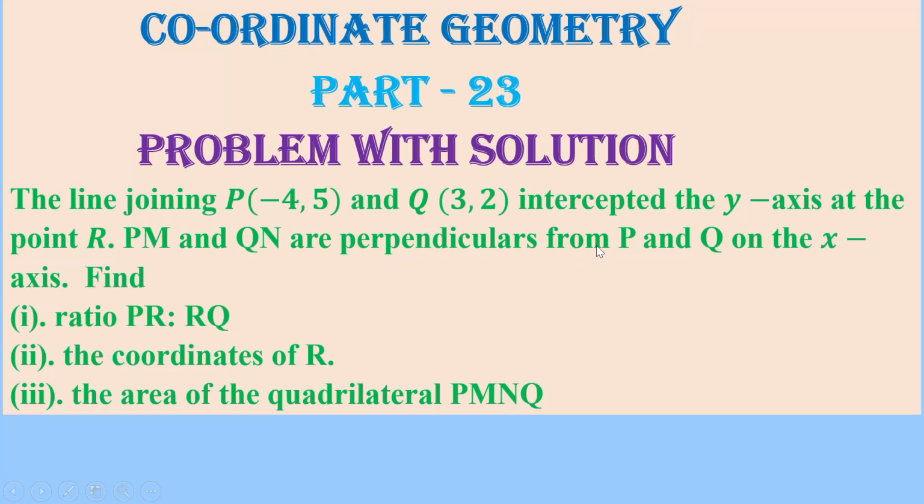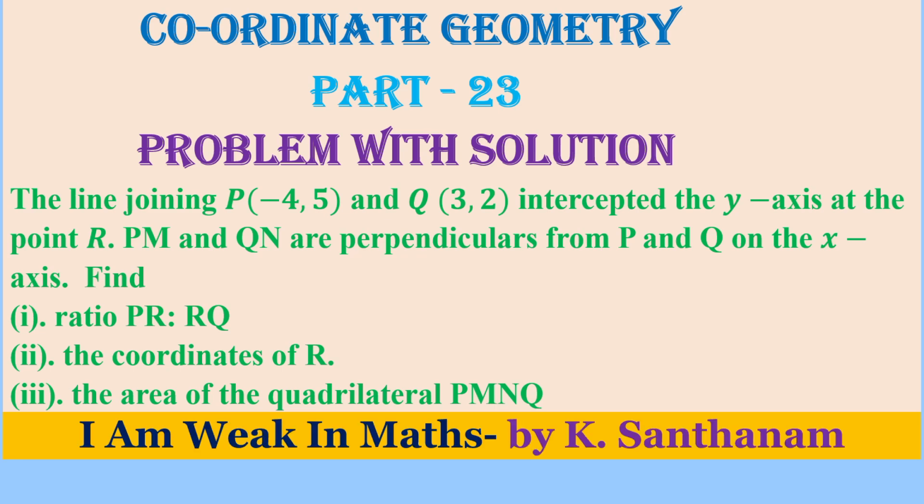Next problem: the line joining point P(-4, 5) and point Q(3, 2) intercepts the y-axis at the point R. PM and QN are perpendiculars from P and Q on the x-axis. Find, first, the ratio PR is to RQ; second, the coordinates of R; and third, the area of the quadrilateral PMNQ.